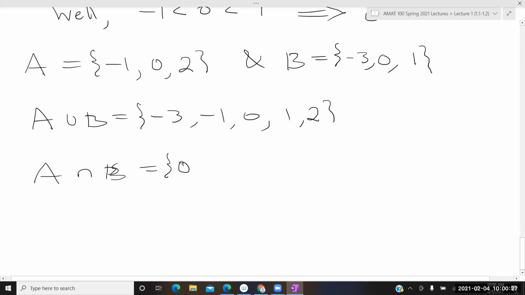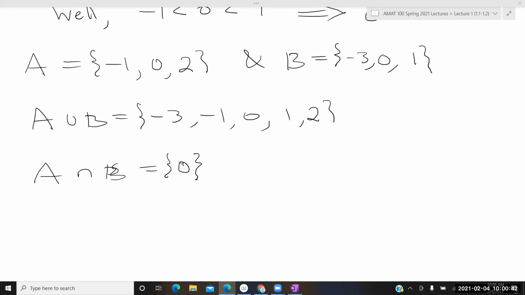You can ask yourself, okay, is -3 in A? No. 0 is in A. Is 1 in A? No. So the only set element that A intersect B will consist of is 0. So those are some examples.